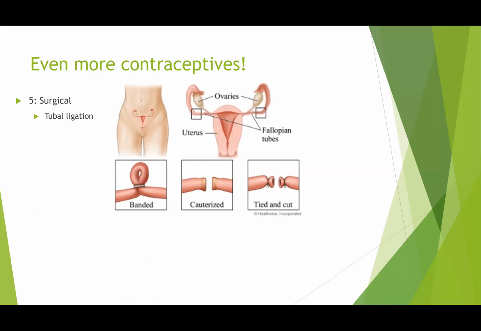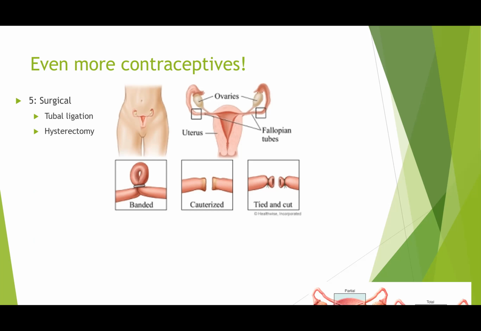Of course, some of these, like for example, the banded and the tied and cut, can still allow ova to leave the ovaries because the tubes are still kind of together. A lot of people get tied and cut, and then somehow the ovary still finds a way to escape. So cauterizing is definitely the best way, but it also means it's the less reversible option. So you got to play with that.